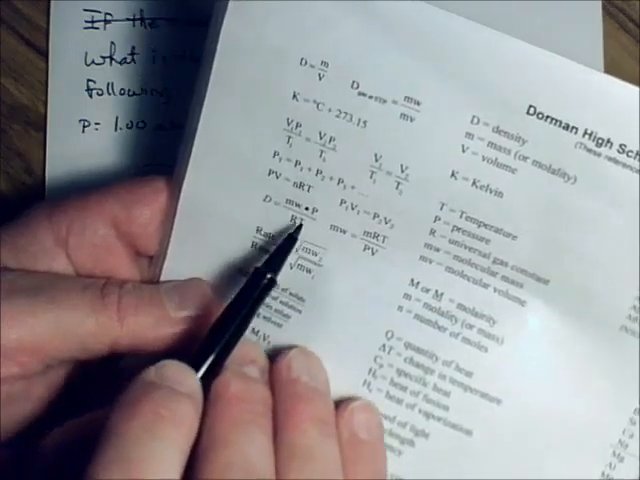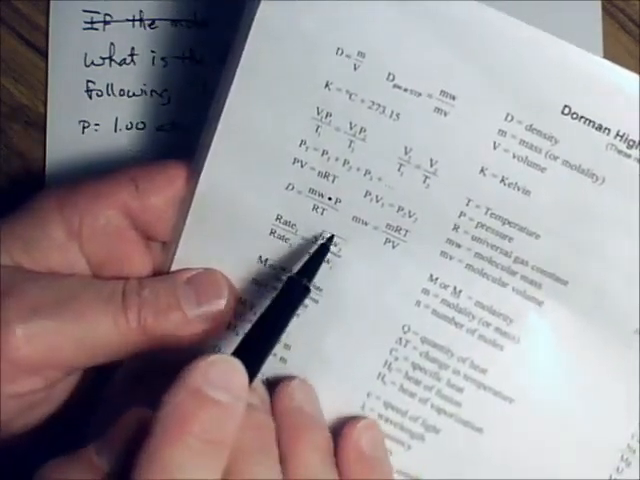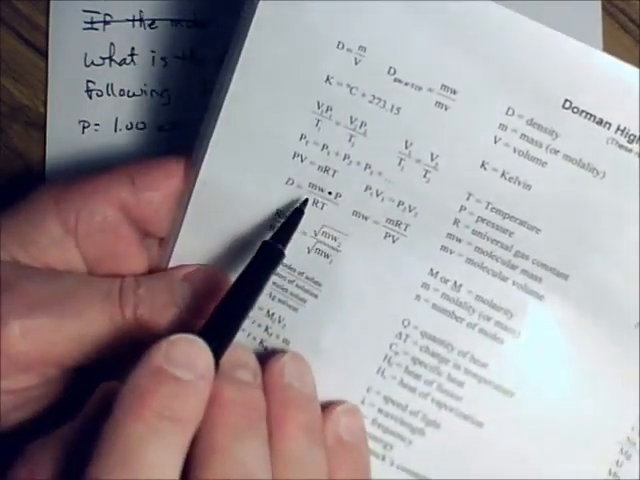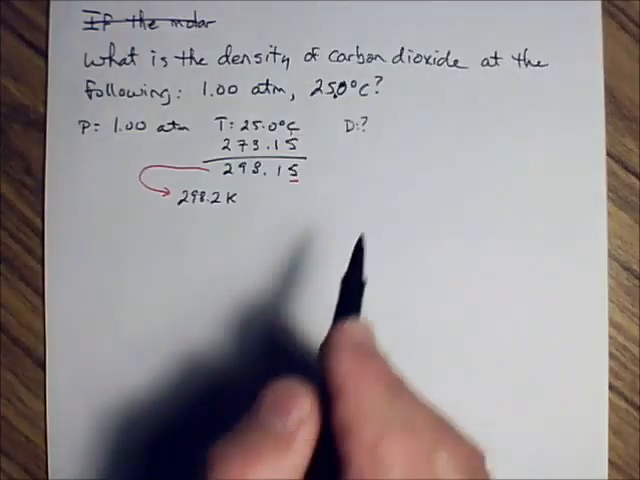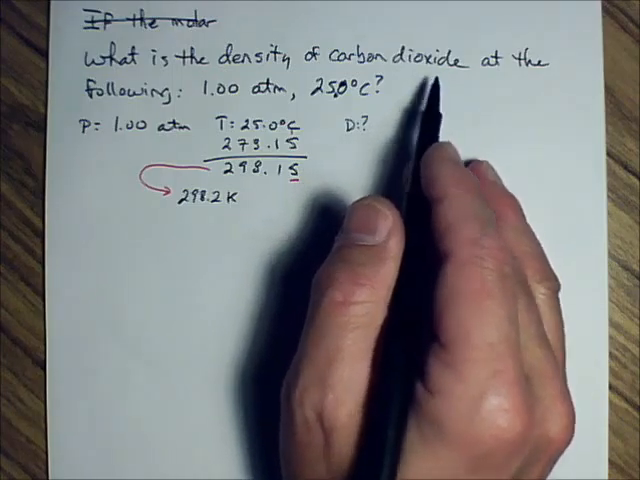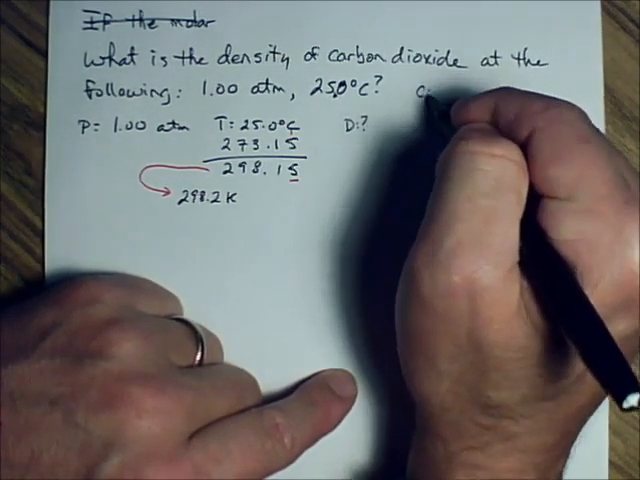Well, let's see. I need pressure. I've got pressure. I need temperature. I've got temperature. I need molar weight. I have the species up here, so you have to calculate it. Let's go.